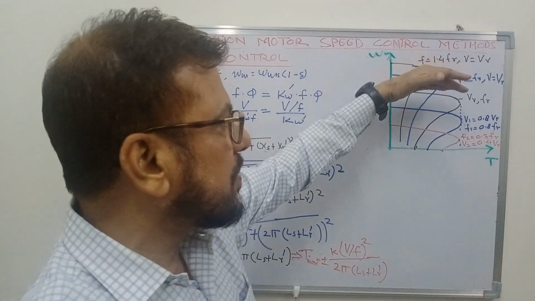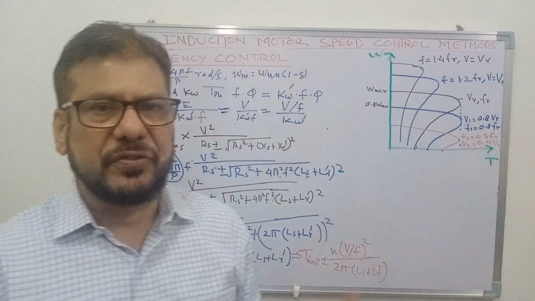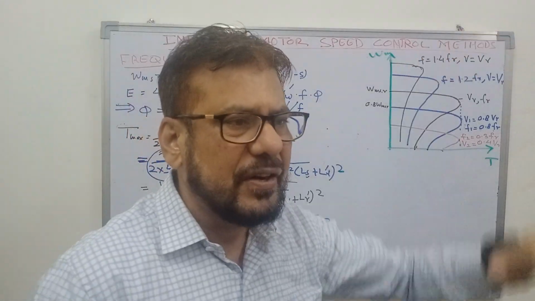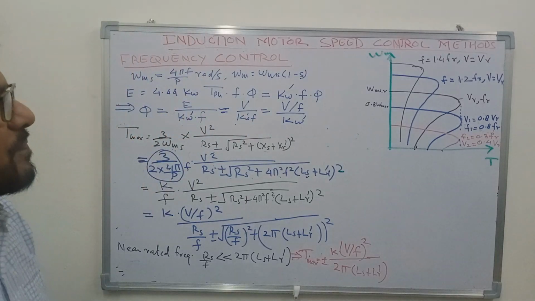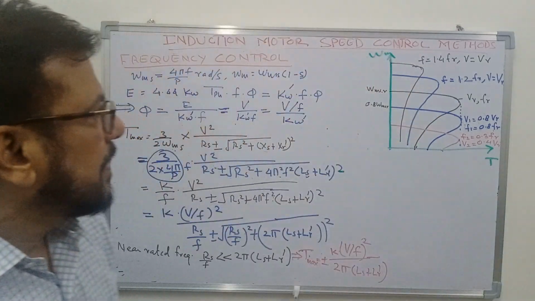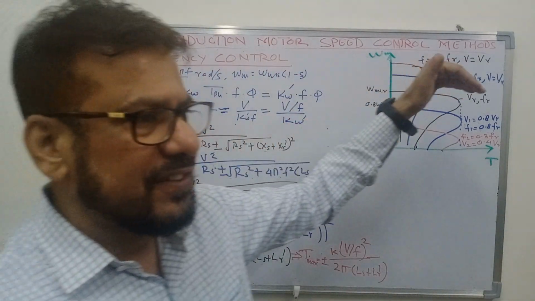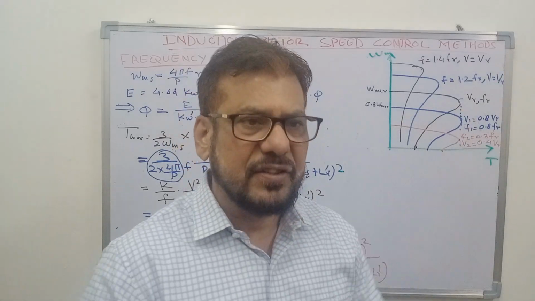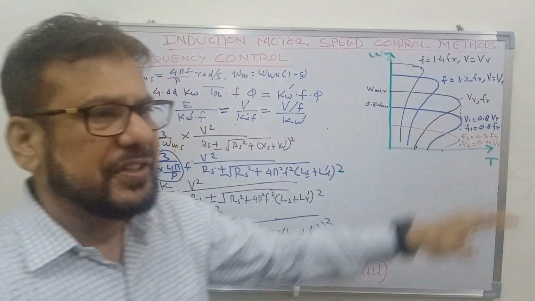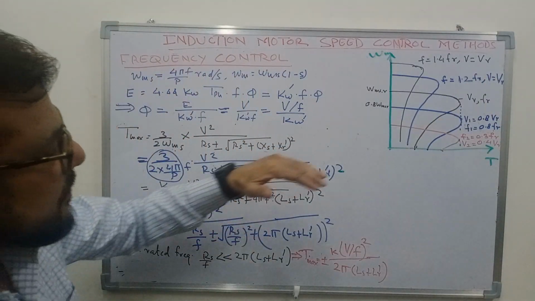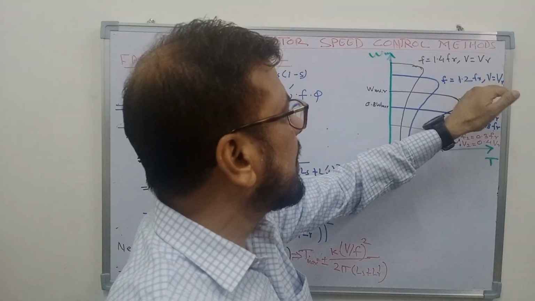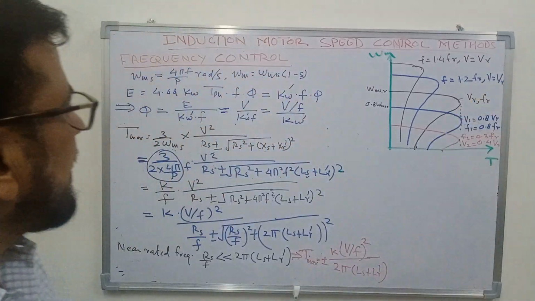So this was the speed control below the rated frequency, rated speed. But you can control the speed even above the rated synchronous speed. So for that, you have to increase the frequency. But the voltage cannot be exceeded beyond the rated voltage. It will affect the insulation of the motor. So voltage has to be maintained constant at its rated voltage. So this means that if you increase the frequency to say 20% higher than the rated frequency, voltage has to be kept constant at the rated value.